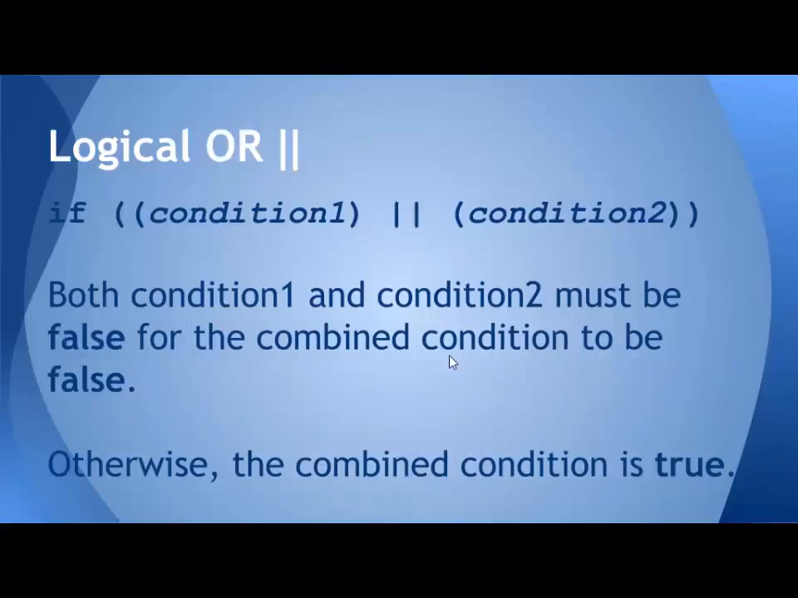Here's logical OR. If condition 1's true or condition 2 is true, then do some stuff. So it has a little bit different take on it. But the way I remember it is both condition 1 and condition 2 must be false for the combined condition to be false. Otherwise, the combined condition is true. So it's just like the inverse of an AND, kind of. Okay? You're just kind of stating it a little bit different.